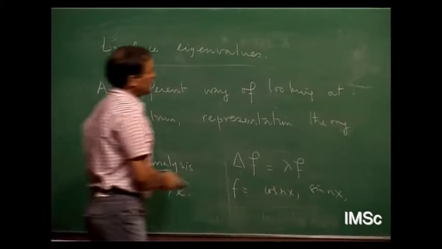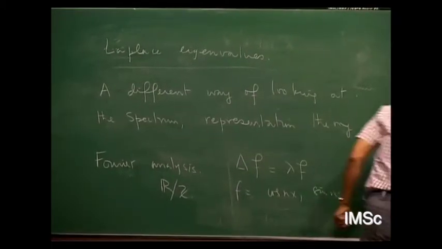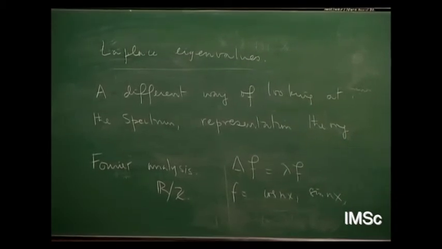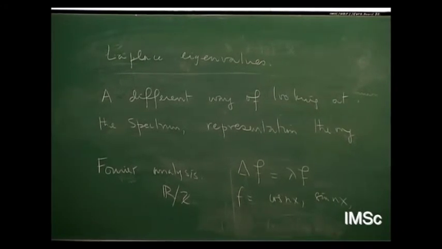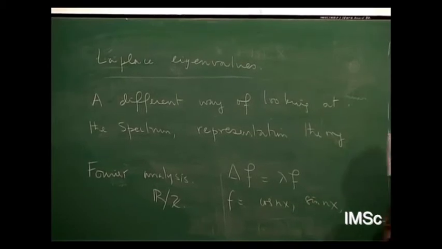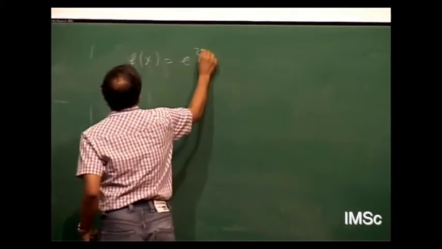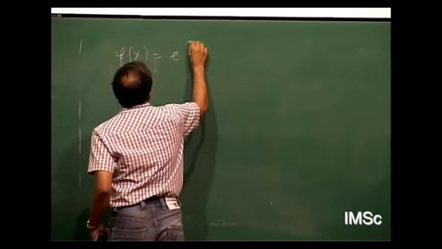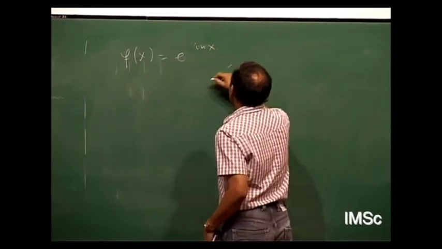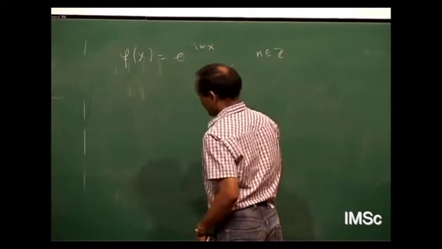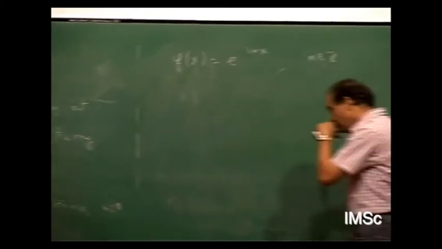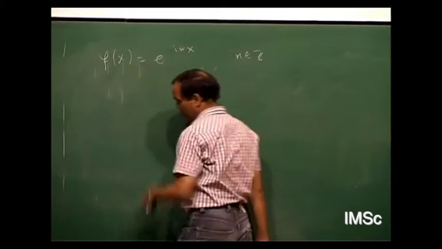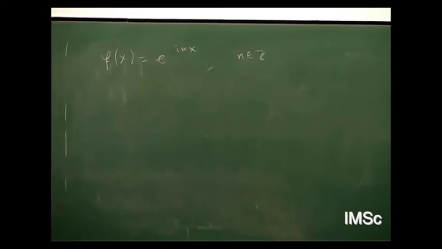Or you want to look at the Fourier analysis by looking at functions f of x equal to e to the power 2 pi inx, where n runs over all integers, of course. Here n is greater than or equal to 0. So you can look at the Fourier expansion of a function, decomposed either with respect to the exponential functions or this. But these are group characters, whereas these are eigenfunctions for the Laplacian.